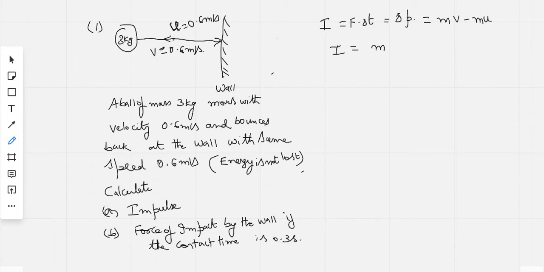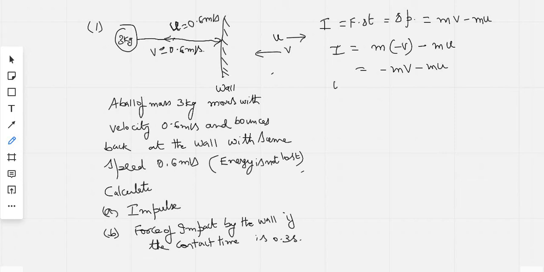But here, the final velocity direction v is on the left-hand side, so this velocity direction is opposite to our initial velocity direction. So when we depend on the initial velocity direction, as the velocity is opposite, we need to take it as minus v, minus m into the initial velocity, which is u. So the formula is minus mv minus mu.